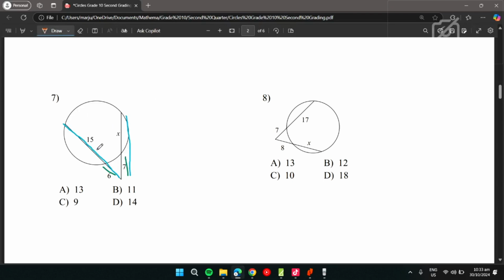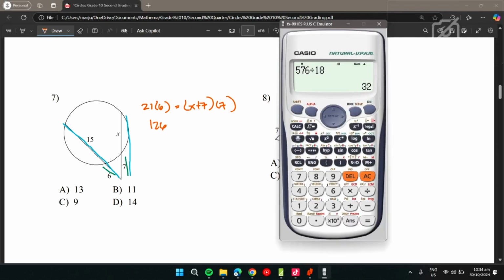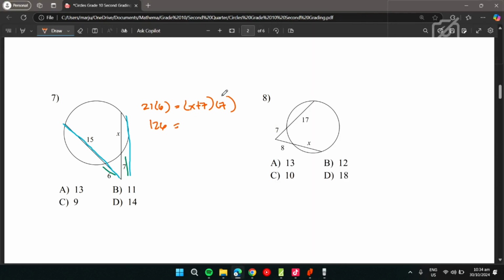We have the entire secant, 15 plus 6, that is 21, times 6. This is equal to the entire secant here, that is x plus 7, and then the part is 7. So what is 21 times 6? That's 126. Then we distribute 7: 7 times x is 7x, and 7 times 7 is 49.